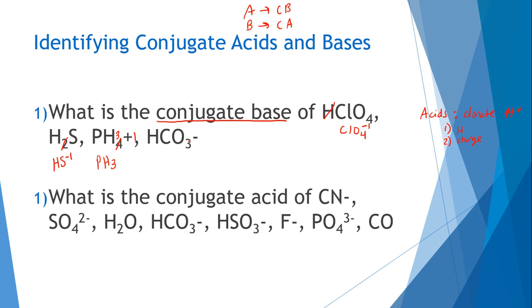And then HClO3, I'm going to lose my hydrogen, so I'm left with a ClO3, and this is a -1. Well, if I have a -1 and I lost one, -1 minus 1 gets me a -2.